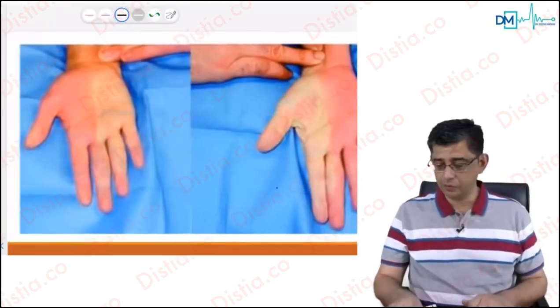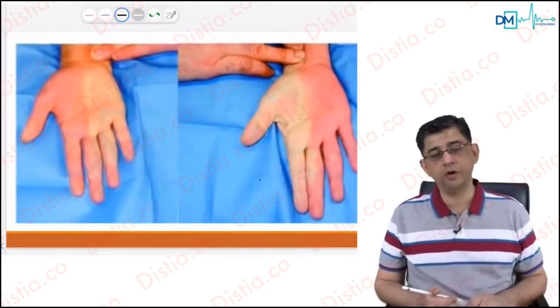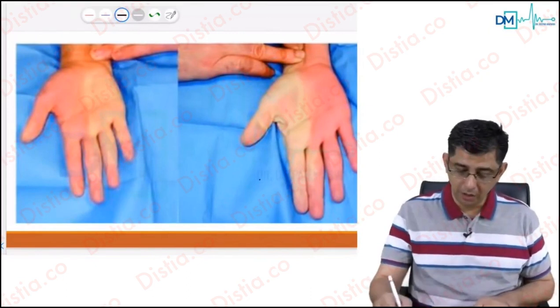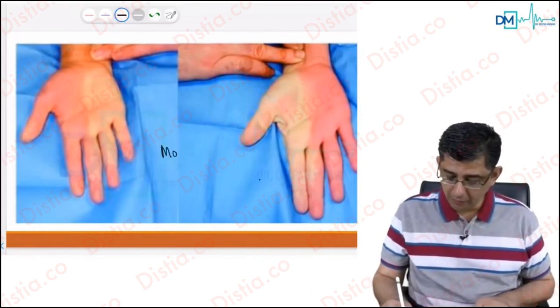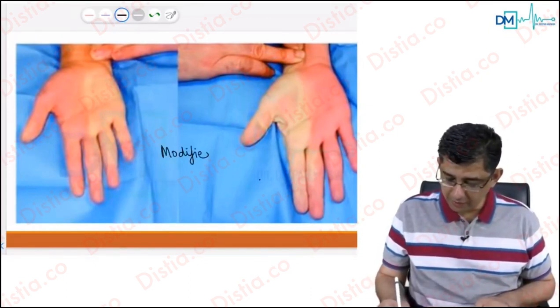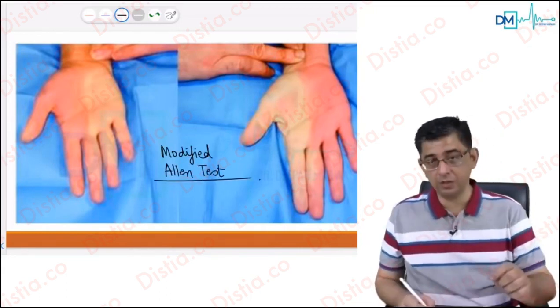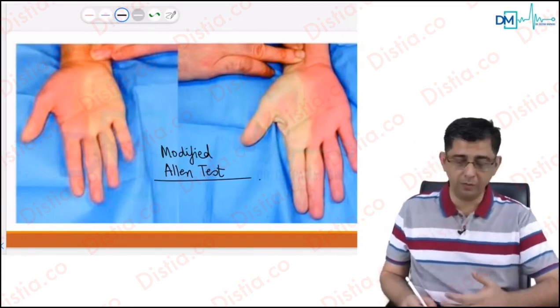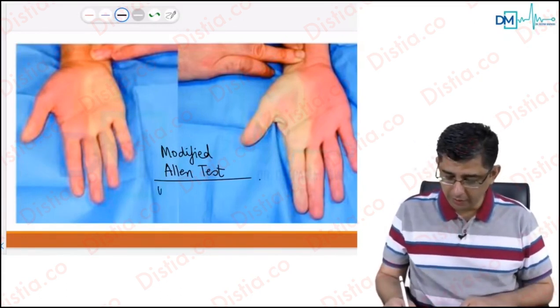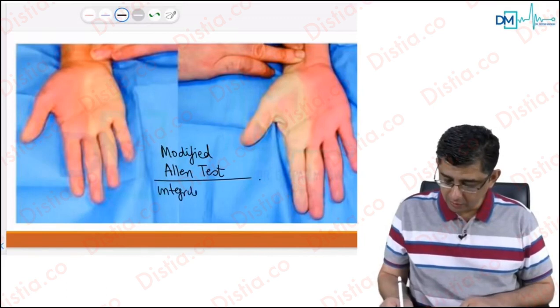So let us now study the procedural aspects which are related to performing an ABG in a patient. As you can see in the figure, we are performing what is called a modified Allen's test, in which you are going to be testing the integrity of the palmar arch. If he says in a question, what is the reason behind performance of a modified Allen's test? It is integrity of the palmar arch.